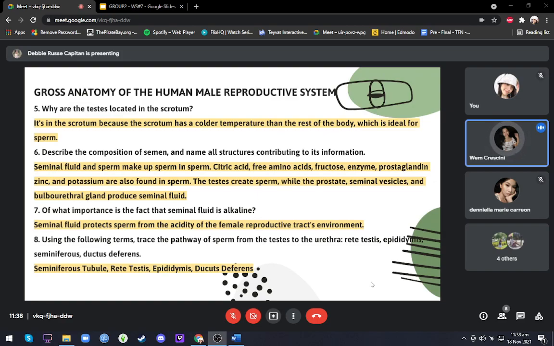And then number eight, using the following terms, trace the pathway of the sperm from the testes to the urethra. Read testes, epididymis, seminiferous, and the ductus deferens. And then we have here our answer, the seminiferous tubule, rete testis, epididymis, ductus deferens.